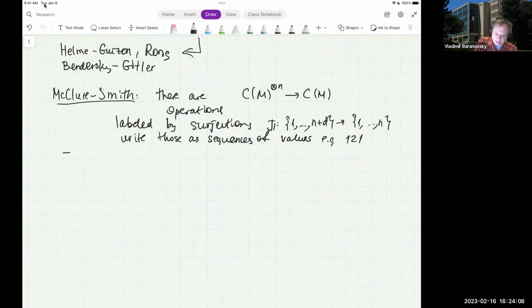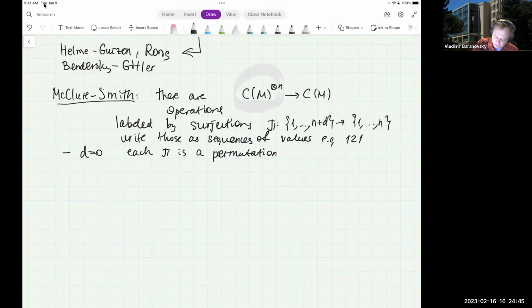So suppose d is equal to 0. In that case we have a surjection from a set with n elements to a set with n elements. So we're just dealing with permutations. Each pi is a permutation. And in this case, the operation is easy. You take this permutation, and we have an input, an ordered sequence of elements in C of M. We can permute that sequence and then apply the usual associative product.